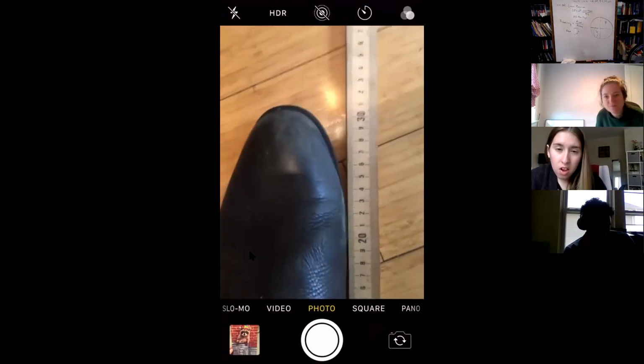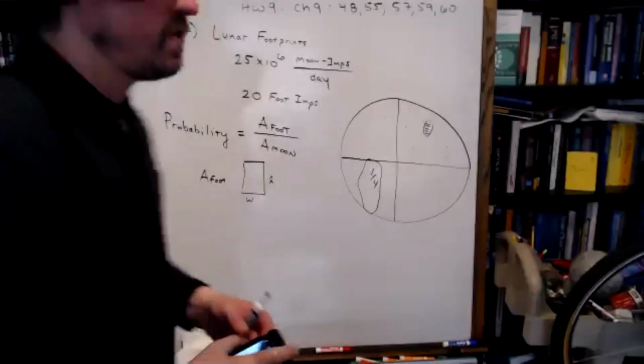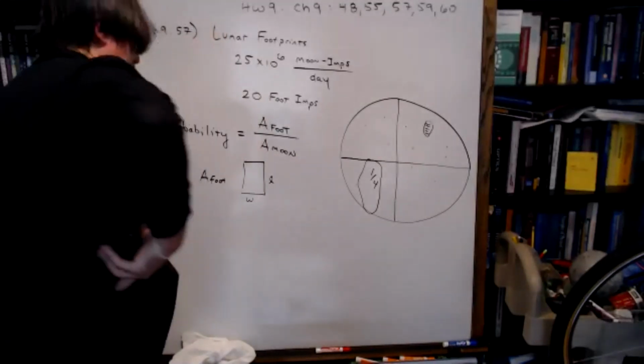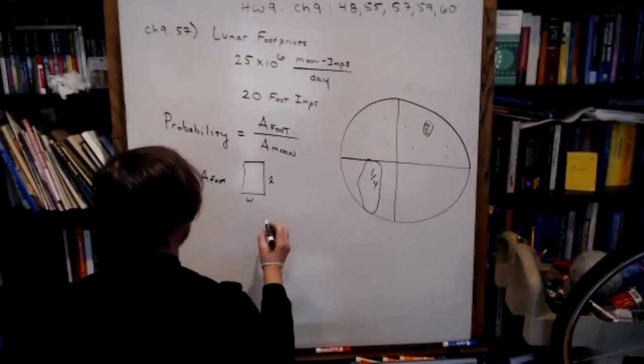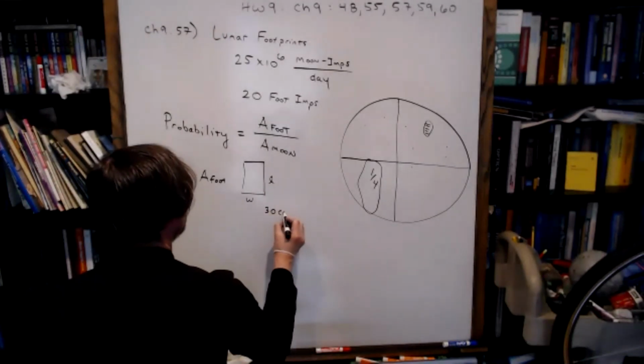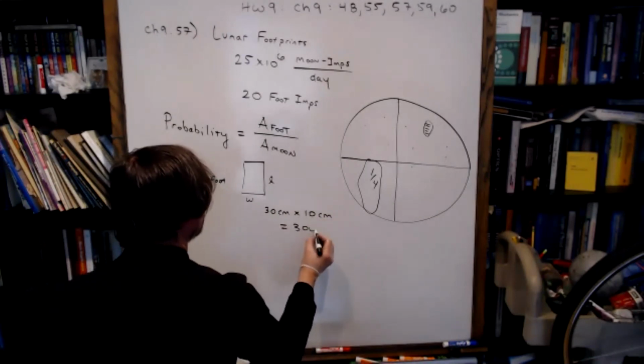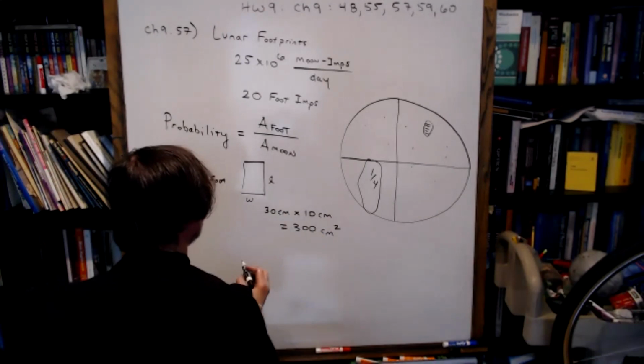Maybe 30 centimeters, right? And how wide is a boot? Neil Armstrong's boot's probably a little bit wider than that, but maybe 10 centimeters, right? Okay, thanks for playing. So the area of our foot is 30 centimeters by 10 centimeters, or 300 centimeters squared.